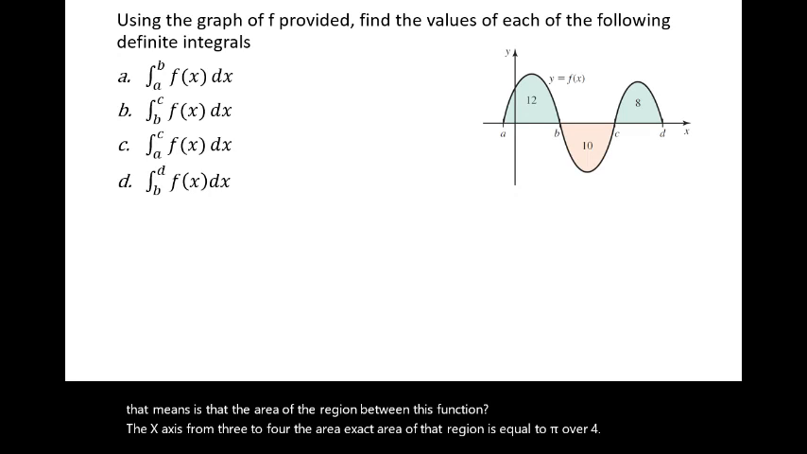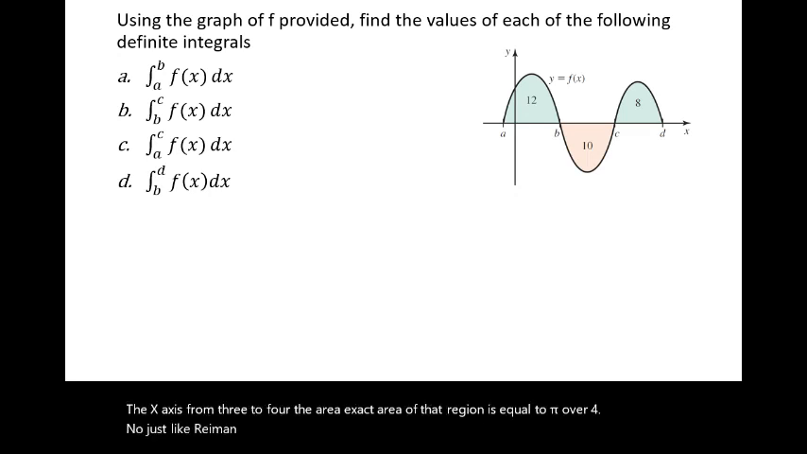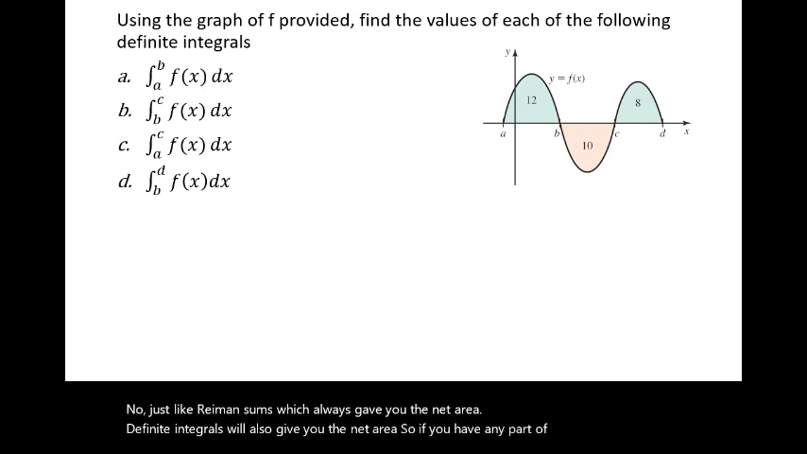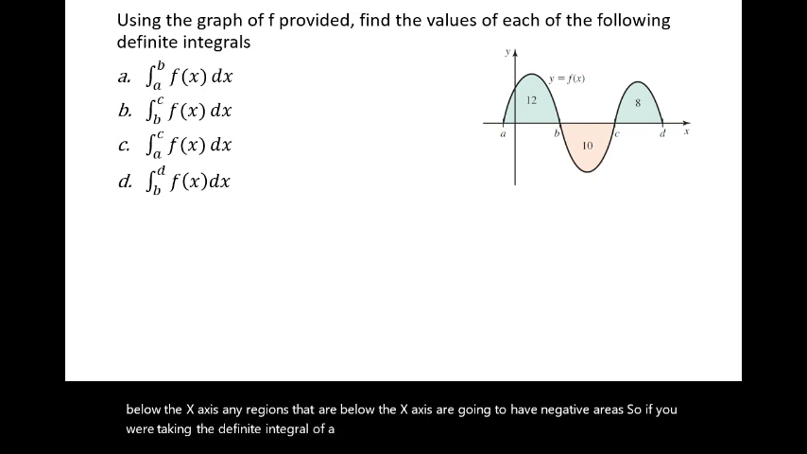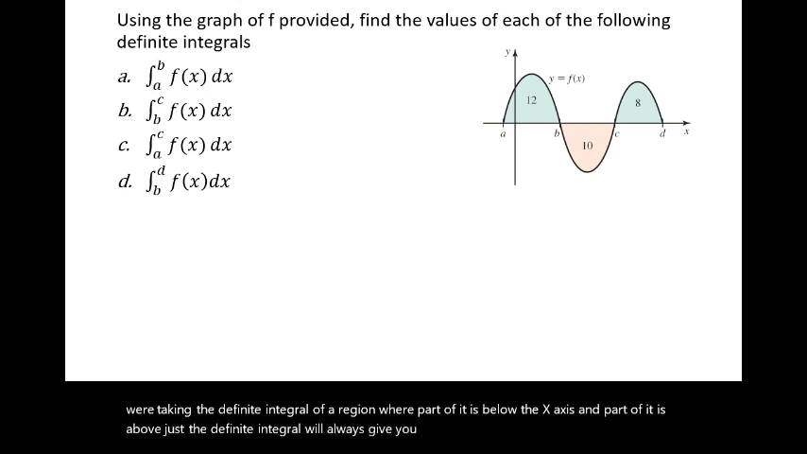Now, just like Riemann sums, which always gave you the net area, definite integrals will also give you the net area. So if you have any part of your function that is below the x-axis, any regions below the x-axis are going to have negative areas. If part of the region is below the x-axis and part of it is above, the definite integral will always give you the net area. It will consider any areas below the x-axis as negatives.